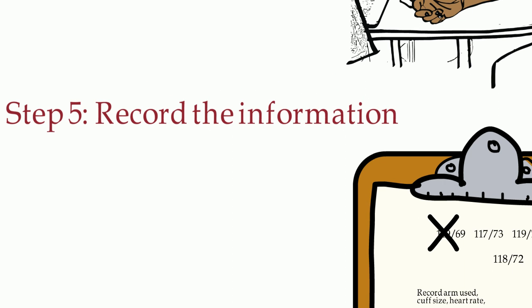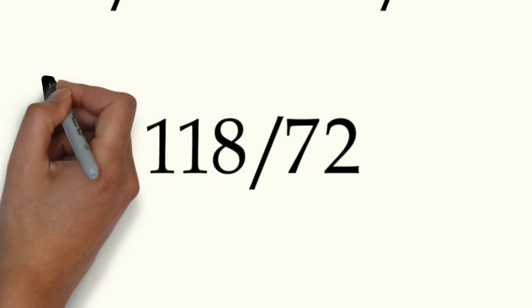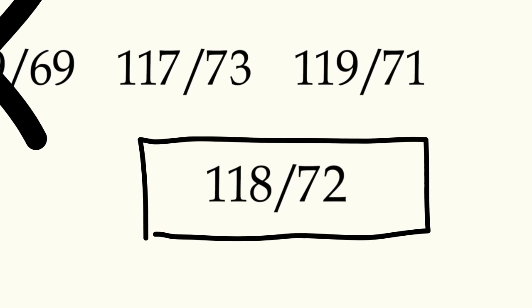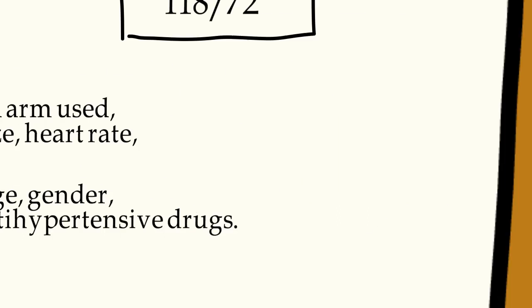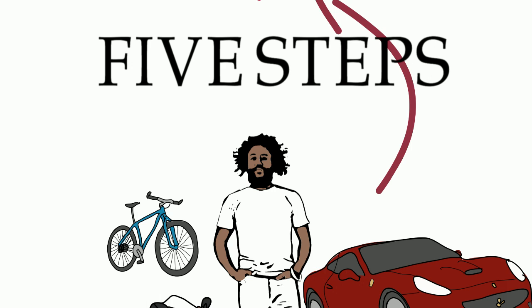Step 5. Record your results. Record the average reading based on the second and third measurements from the arm with the highest blood pressure readings. Record the arm, cuff size, heart rate, age, gender, and use of any antihypertensive drugs. These 5 steps sum up how to best measure a person's blood pressure.